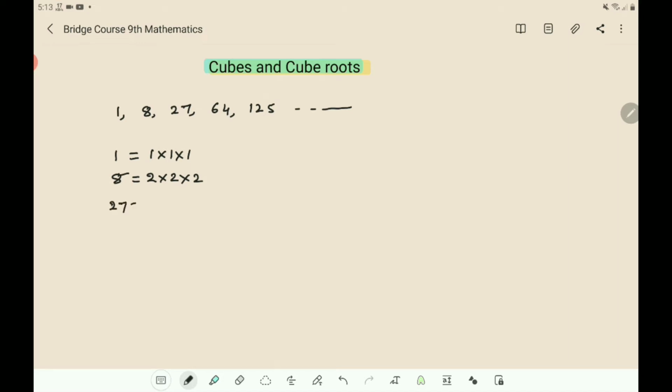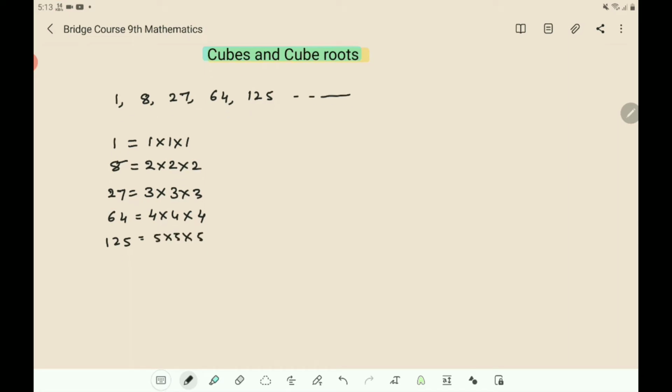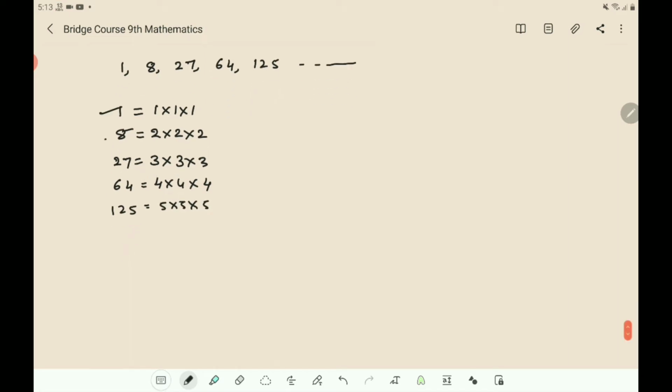Similarly 27 is a product of 3 into 3 into 3. 3 is multiplied by itself 3 times. Similarly 64: 4 is multiplied by itself 3 times. 125: 5 is multiplied by itself 3 times. Here these 1, 8, 27, 64, 125, all these are called cube numbers.